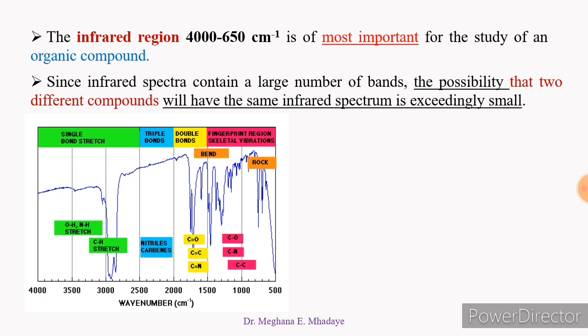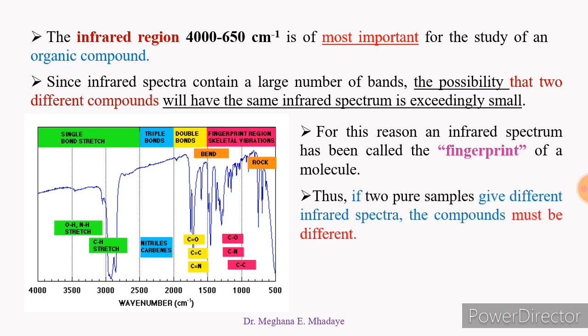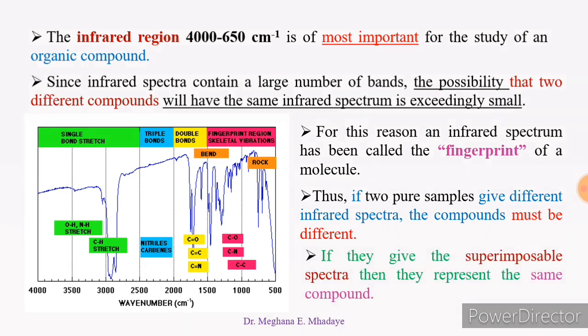Since infrared spectra contain a large number of bands, the possibility that two different compounds will have the same infrared spectrum is exceedingly small. For this reason, an infrared spectrum has been called the fingerprint of a molecule. Thus, if two pure samples give different infrared spectra, the compounds must be different. If they give superimposable spectra, then they represent the same compound.